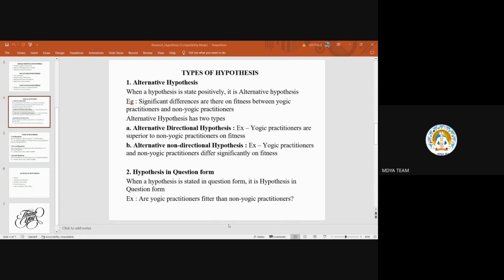But in alternative non-directional hypothesis, they don't compare anything. They simply say what is happening. For example, the person who is going for a walk and the person who is not going for a walk will have a differential stress level. Simply they leave it. So this is an example.